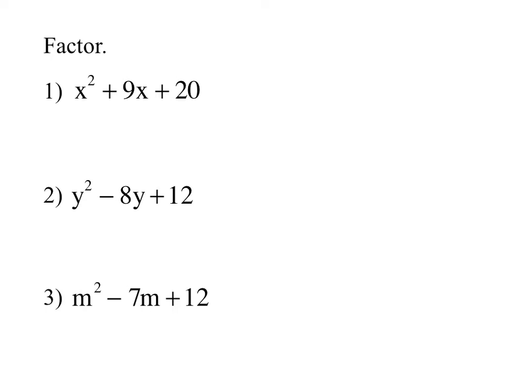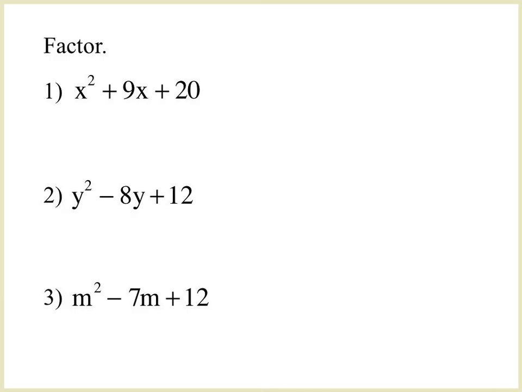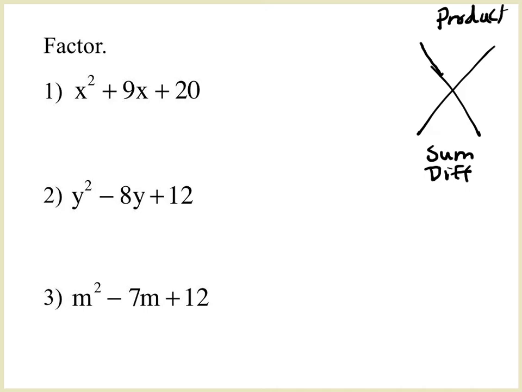All right, let's try it again. I'm going to do one more with you, and then you can stop the recording and do number 2 and 3. So the first thing I'm going to do is give myself an X marks the spot. The number that goes in the top is the product, what multiplies. The one number that goes in the middle, I'm looking for a sum or a difference. So I put the sum or difference for the middle term, the 9, and I'm looking for the product of the last term, 20.